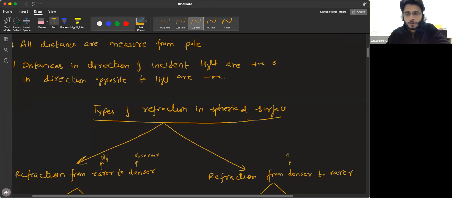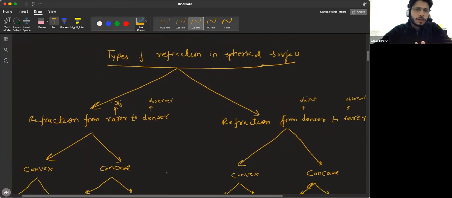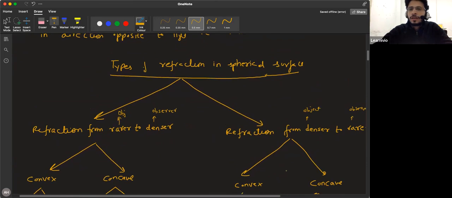This is where you have your object. And this is where you have your observer. Next, this refraction from rarer to denser can be divided into two categories. It could be from a convex surface or it could be from a concave surface. Similarly here also, it could be from a convex surface or it could be from a concave surface.